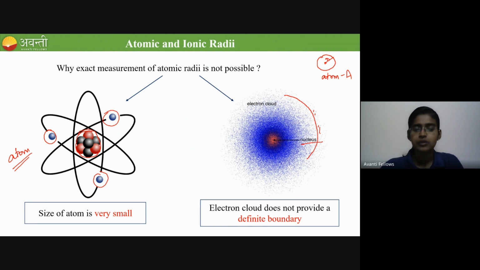Got it? So now to measure the atomic radii or ionic radii, what do I have to do? In what way can I measure? Shall I move on to the next slide, students? Did you guys note it down? Is this clear?